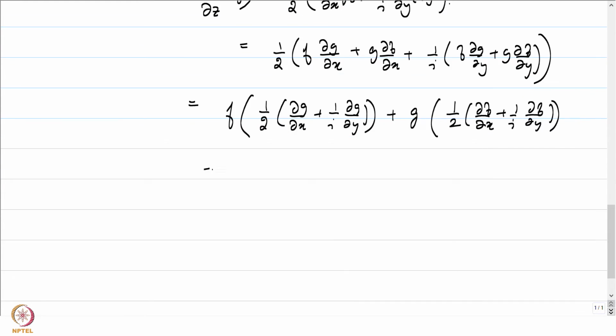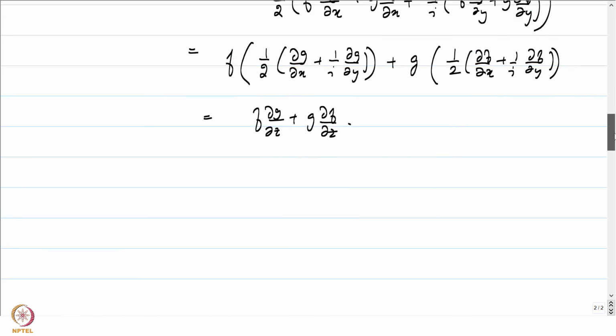And that's going to be equal to f times ∂g/∂z plus g times ∂f/∂z. A similar proof can be given for the operator ∂/∂z̄ as well. Okay, now let's get to the problem. The problem, let me remind you what the problem was.